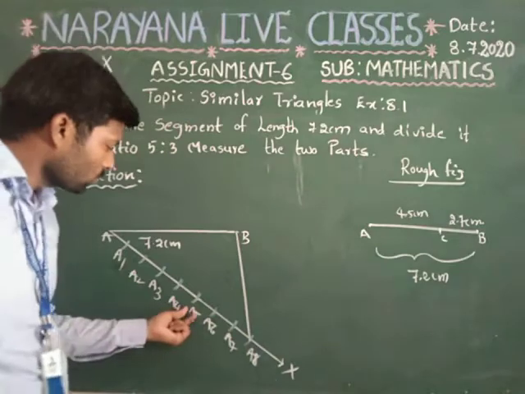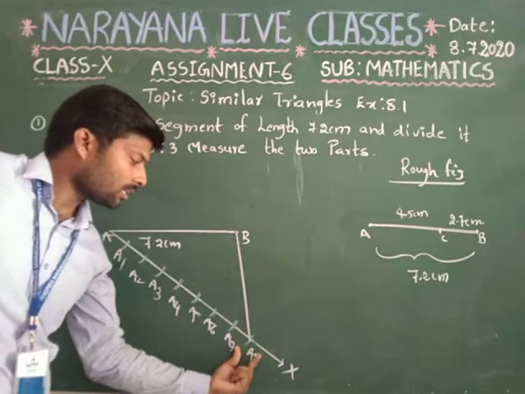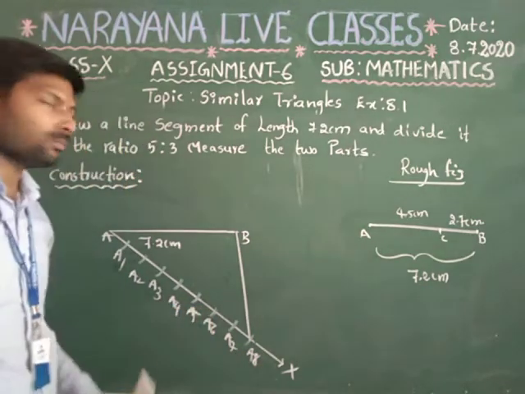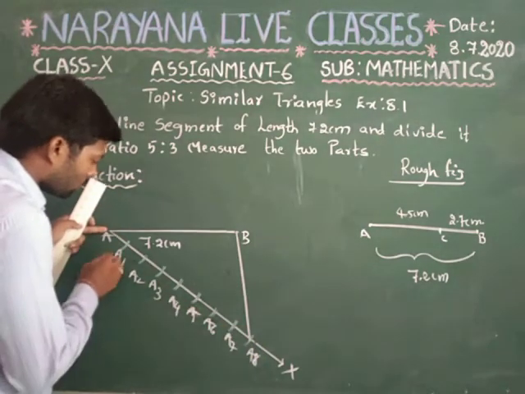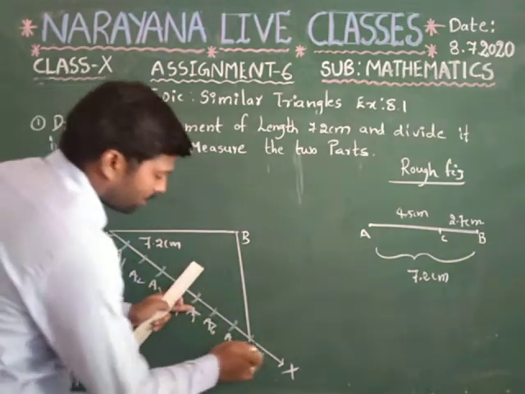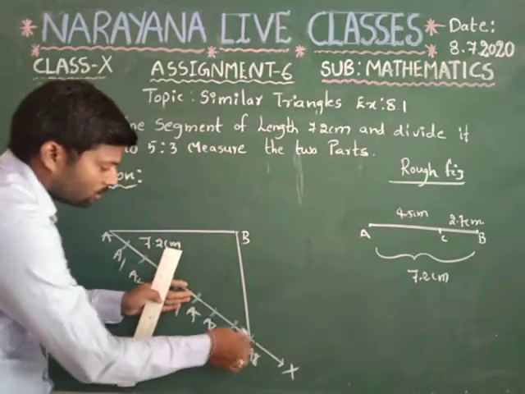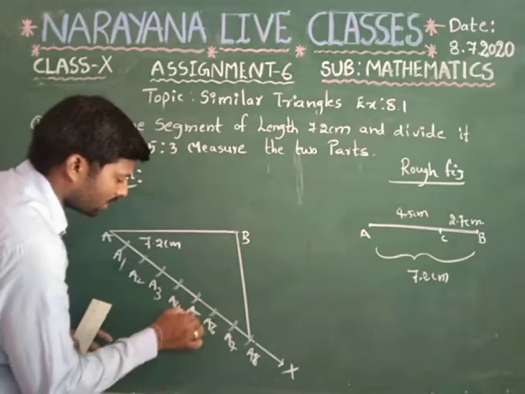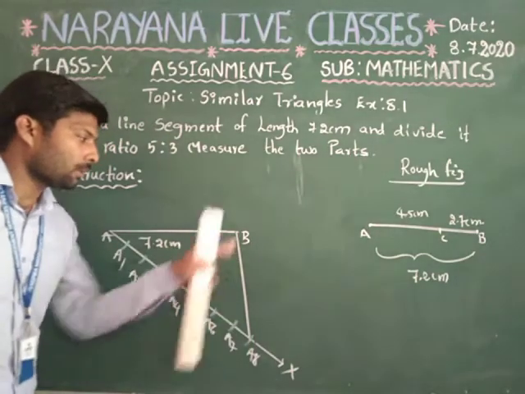Now we have to draw one line from point A5 which is parallel to BA8. Why do we need to take point A5 only? Because there are 8 parts in total. From A to A5 is 5 parts and A5 to A8 is 3 parts. So after A8 we select 3 divisions, that is 1, 2, 3, and we take it as A5. From this we have to draw a line parallel to BA8.